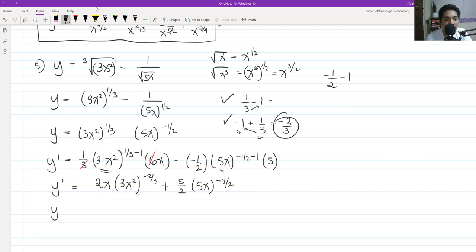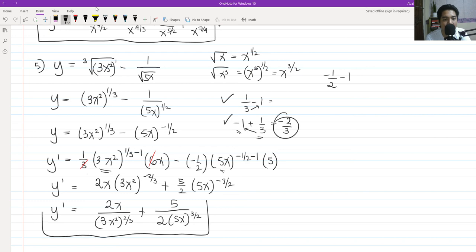So we can eliminate the negative in the exponent by getting the reciprocal of this. So we have 3x squared raised to 2/3, and then plus 5 all over 2 multiplied by 5x raised to 3 halves. So this should be our final answer for this problem.